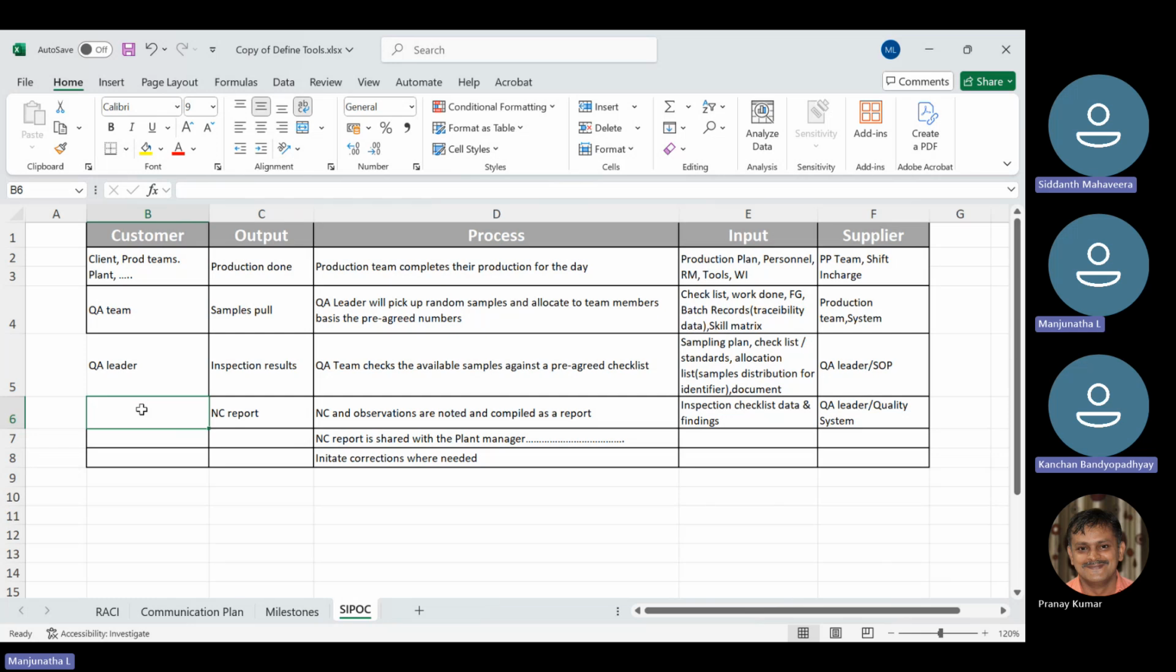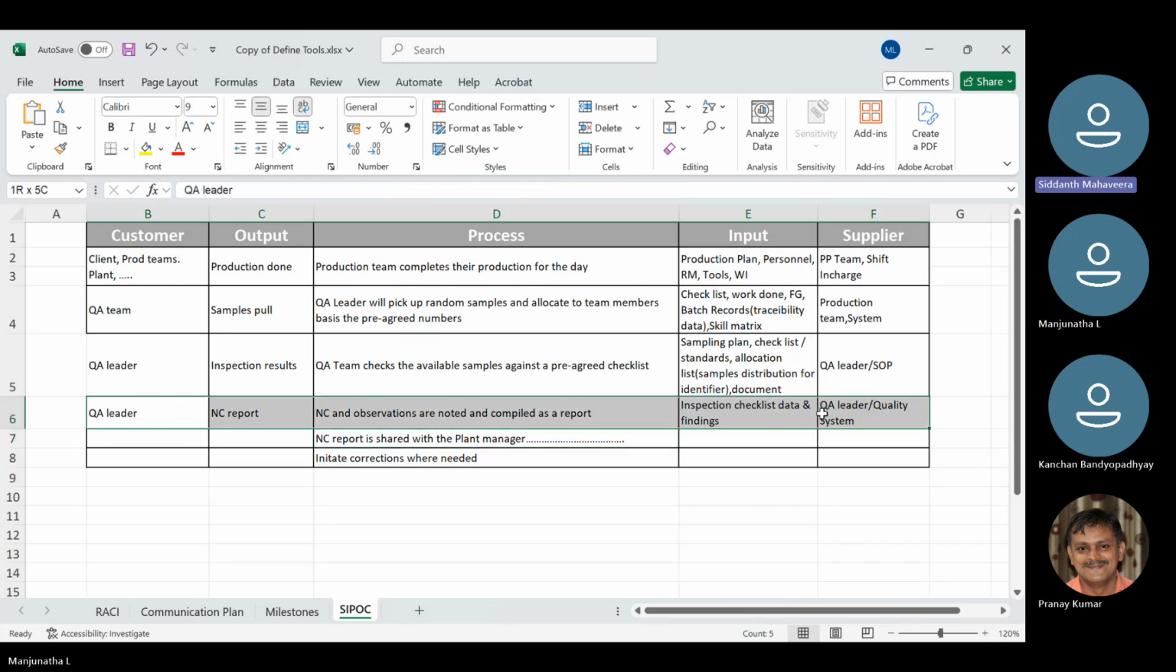And the customer would be my QA lead or the quality head. No, the QA leader. But the NC report will be given to the plant manager. Oh, that is the next step. Here, the QE leader will send it to the quality head or quality leader and we'll take approval. Next we'll move on.